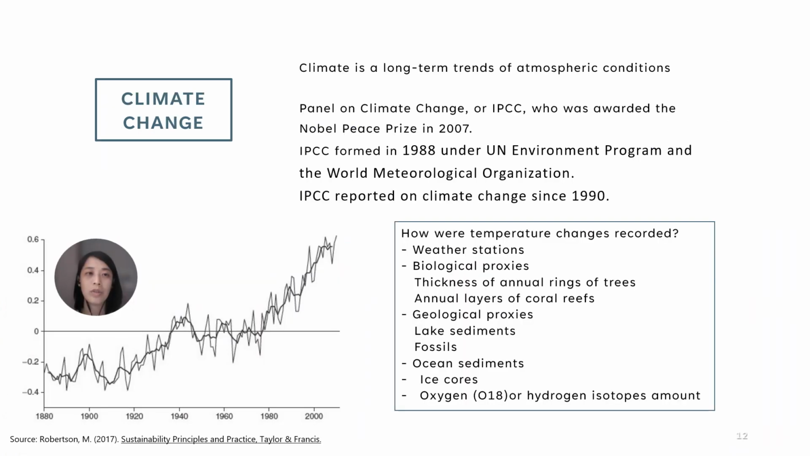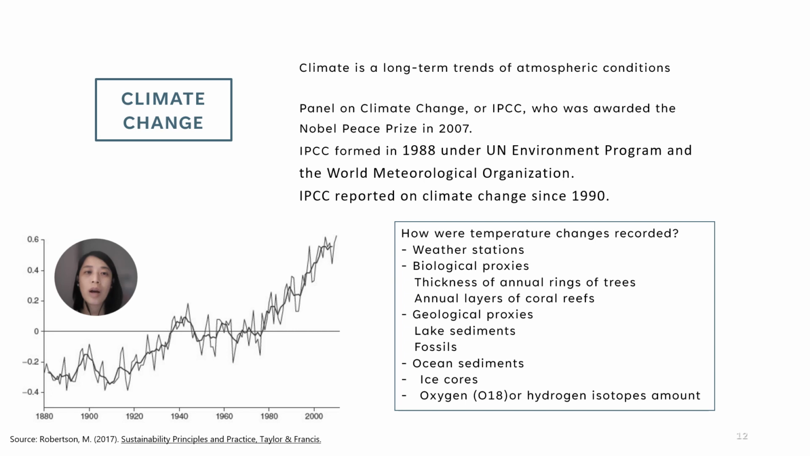This is a chart showing the change of our climate. The Intergovernmental Panel on Climate Change, or IPCC, which was awarded the Nobel Peace Prize in 2007, created this chart. IPCC was formed in 1988 under the UN Environment Programme and the World Meteorological Organization. IPCC has reported on climate change since 1990.